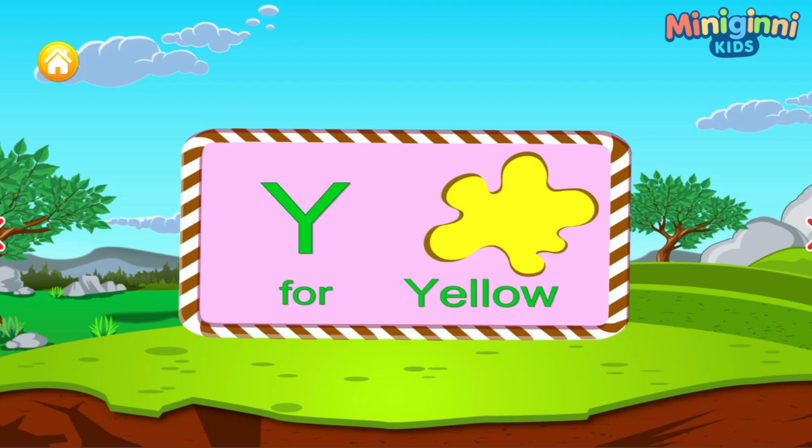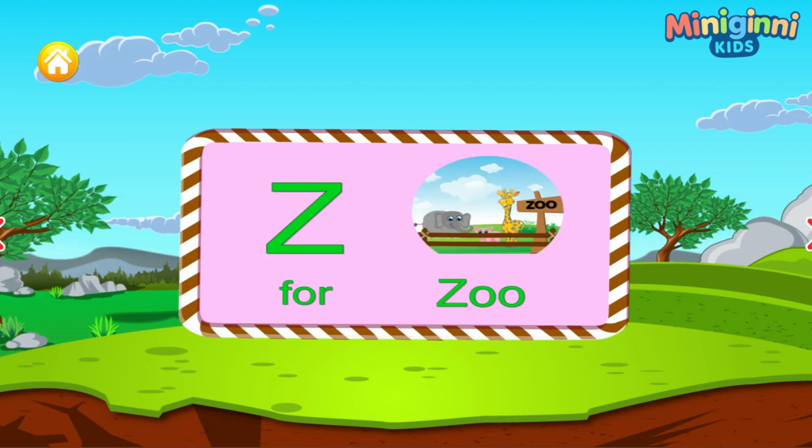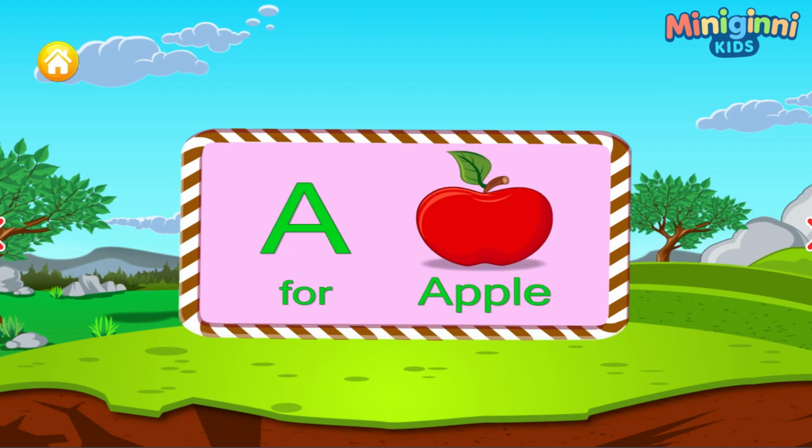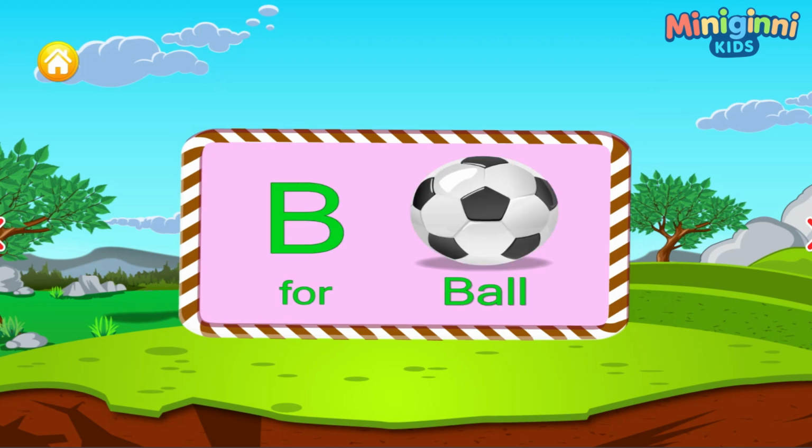Y is for yellow, yellow. Z is for zoo, zoo. Apple. A is for apple, apple. B is for ball, ball.